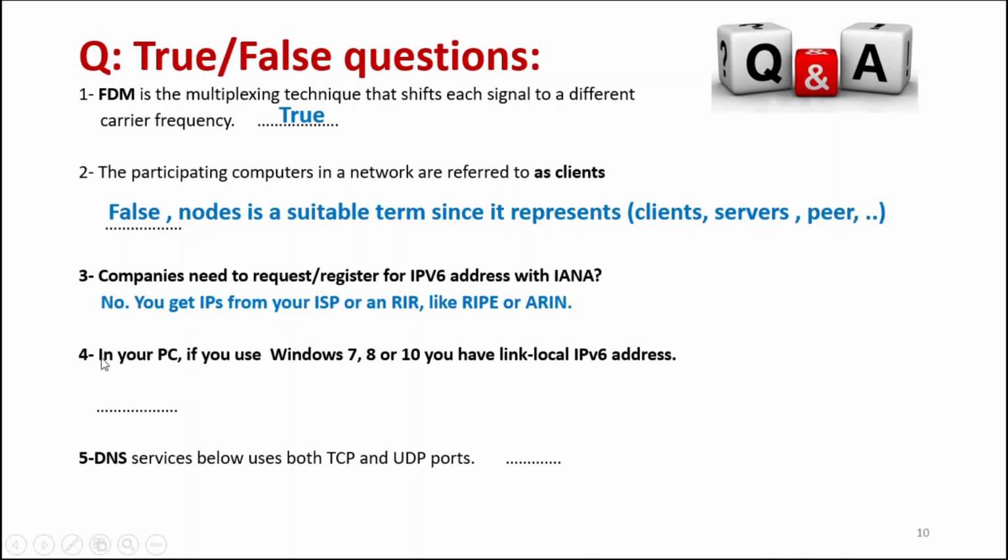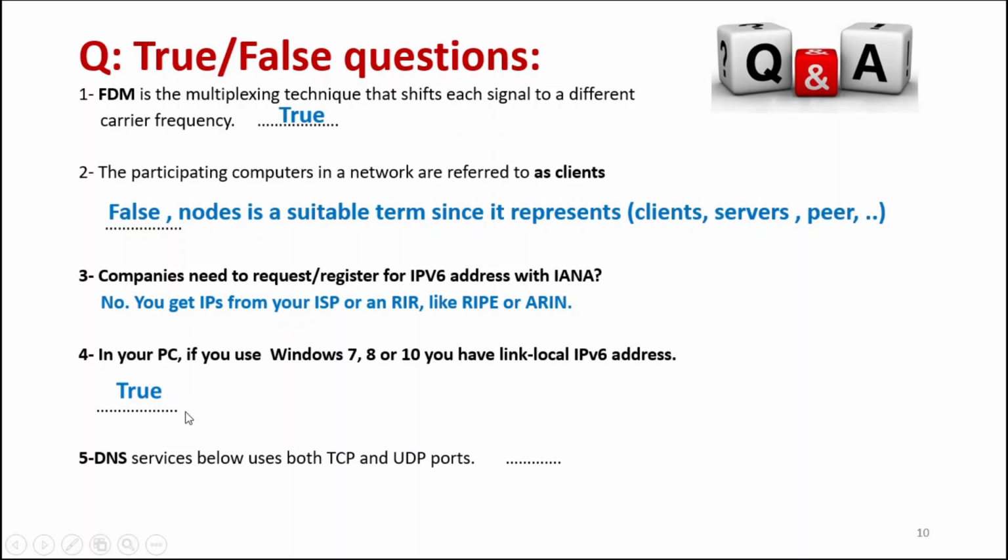On your PC, if you use Windows 7, 8 or 10, you have a link-local IPv6 address. IP version 6 is supported in Windows 7, 8 and 10. At least you will get an IP version 6 address automatically as link-local when you start up your Windows. This is a true statement.